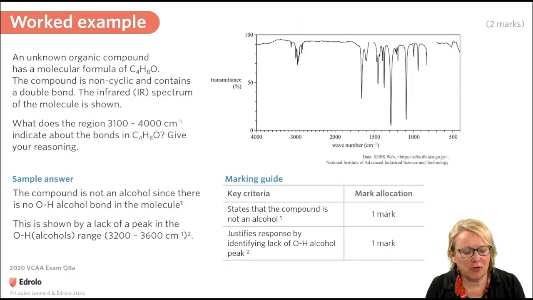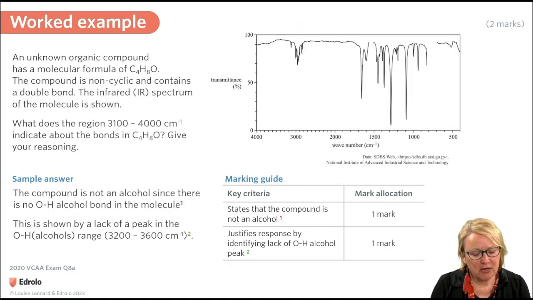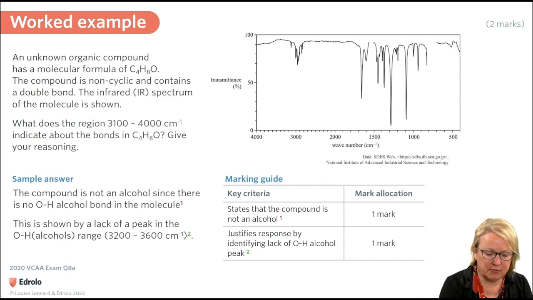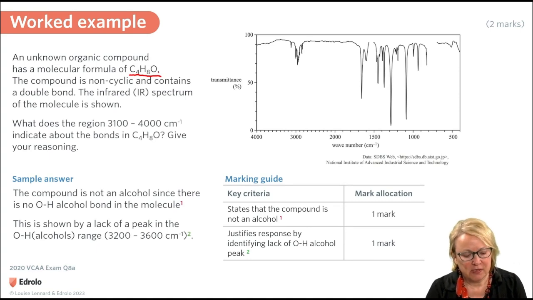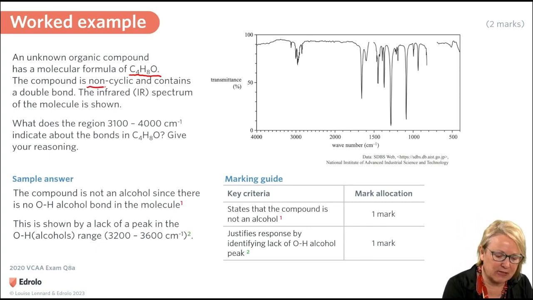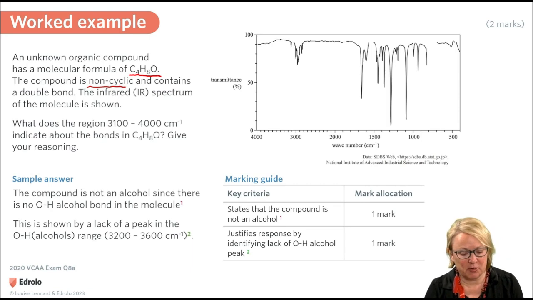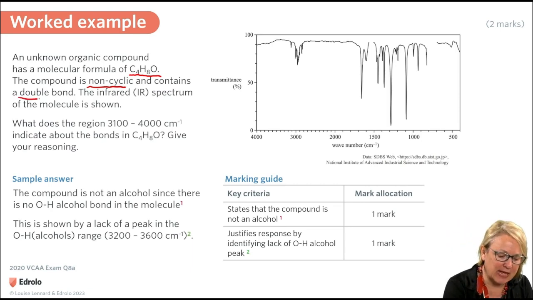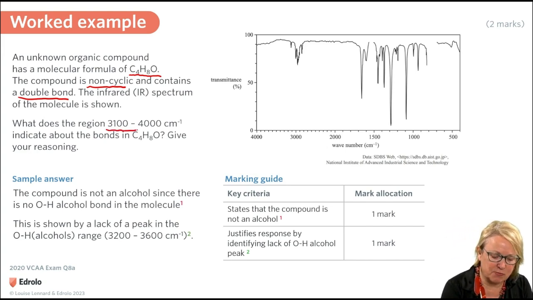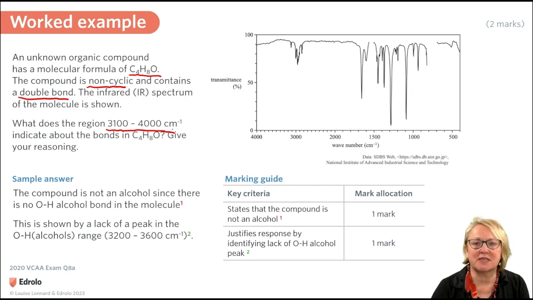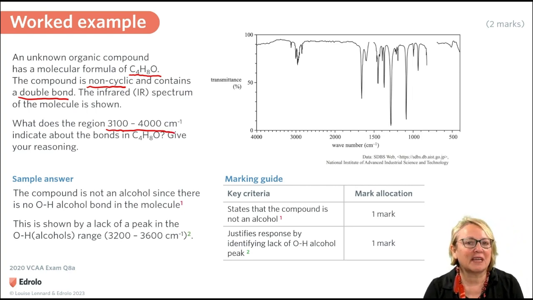Okay, let's look at a worked example. We've got an unknown organic compound and we know its molecular formula is C4H8O. We're told that it's non-cyclic, in other words, it's a chain molecule, and contains a double bond. The infrared spectrum is shown. What does the region 3,100 to 4,000 centimetre -1 indicate about the bonds in this molecule, and give your reasoning?